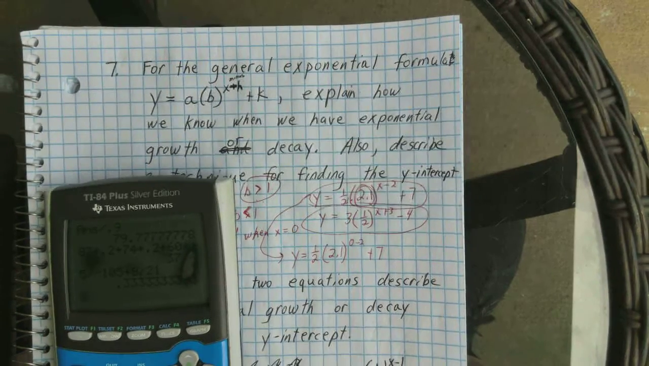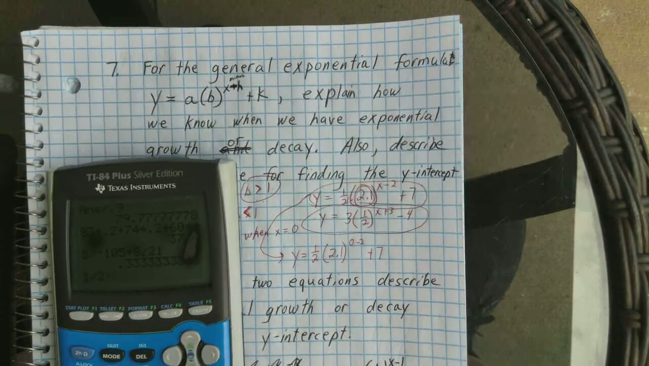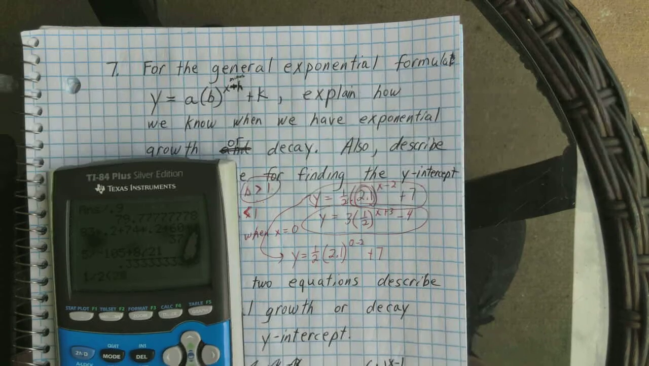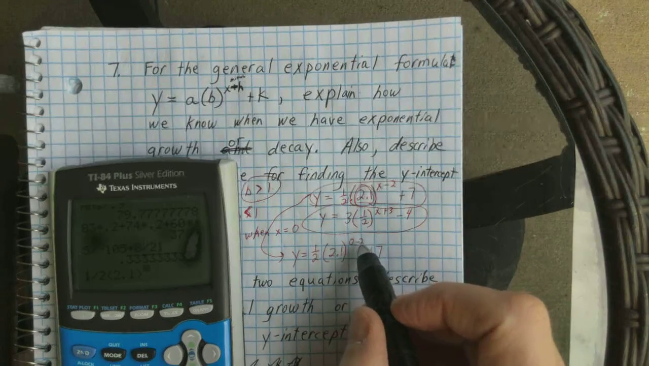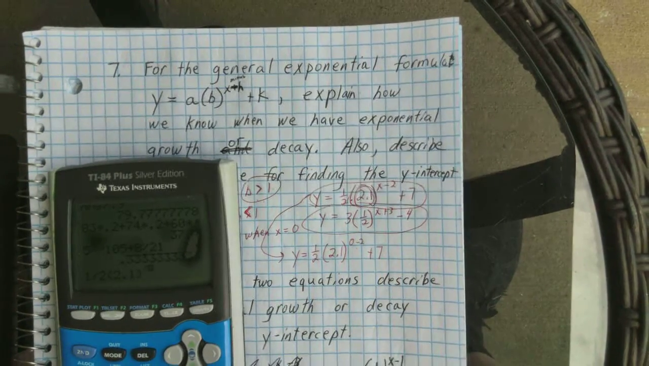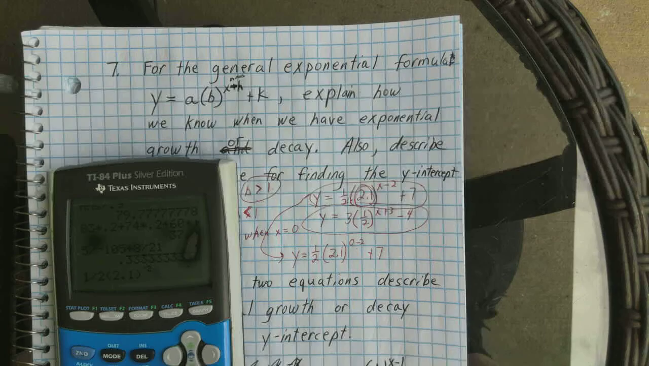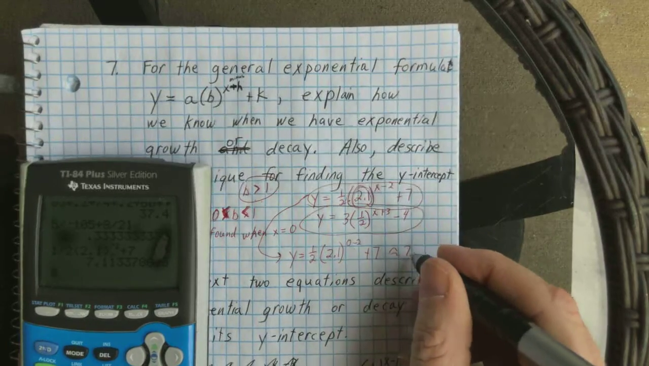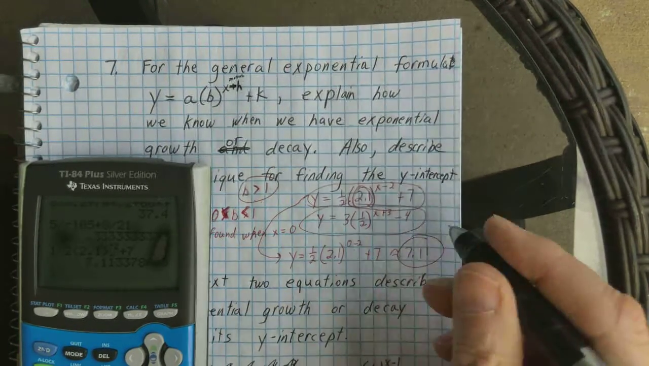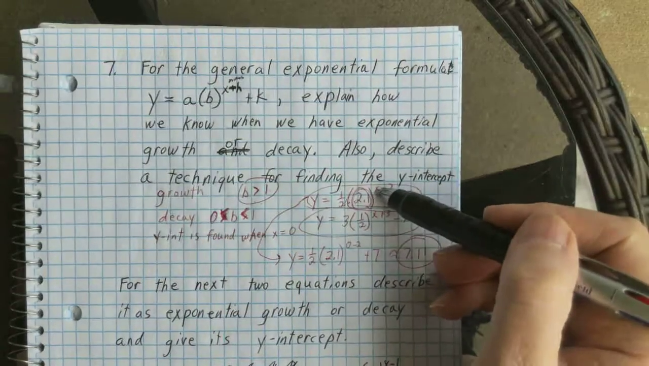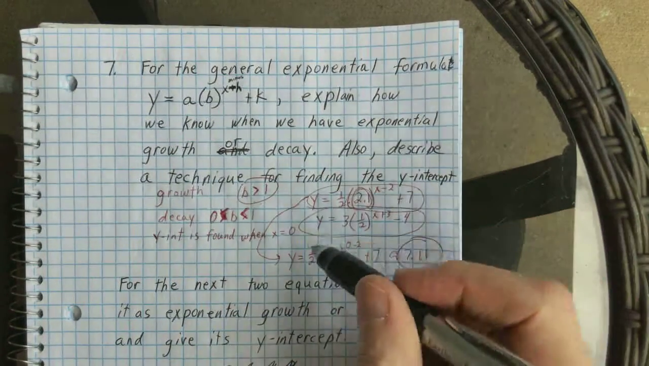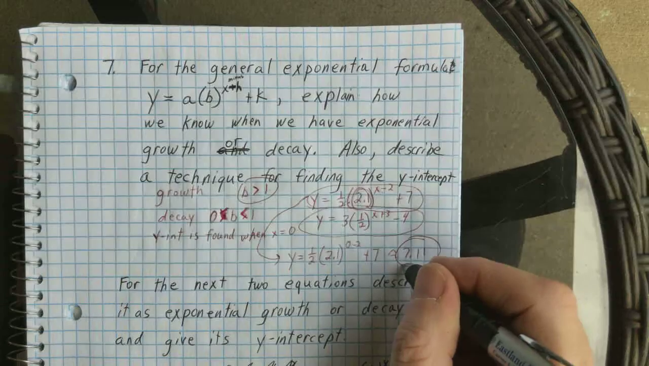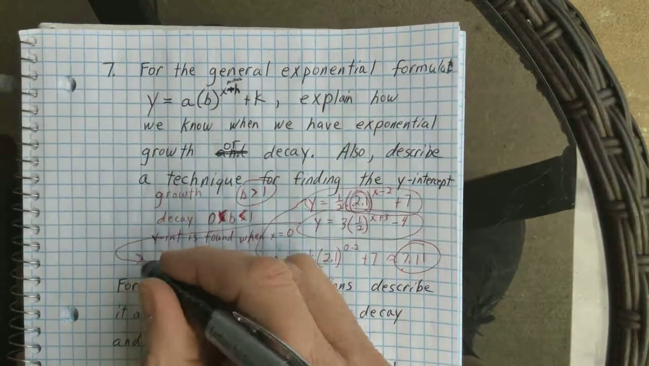Alright, let's take 1 divided by 2 times 2.1 to the power of negative 2. Bring it down and go plus 7. And I get, so this is approximately 7.11. So just remember, all I did was put a 0 in for x. This is the y-intercept.